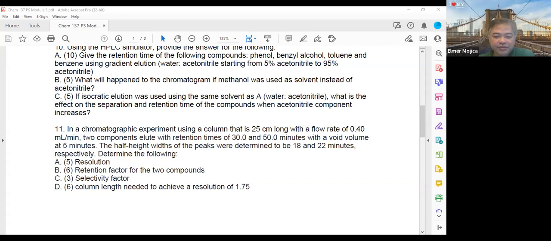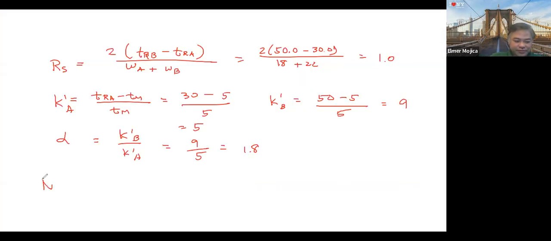So if you're going to look at this, you are asked to solve for the length of the column needed to achieve a resolution of 175. So the way that you're going to solve this, you have to solve first the so-called N. N of A and N of B.